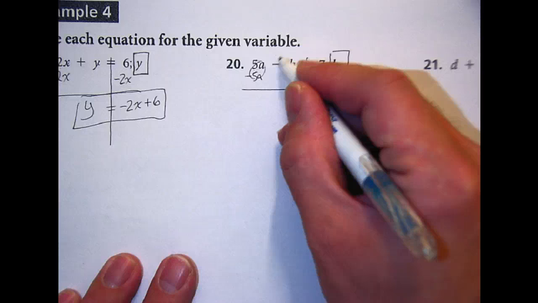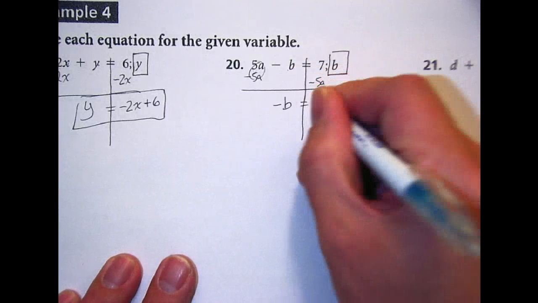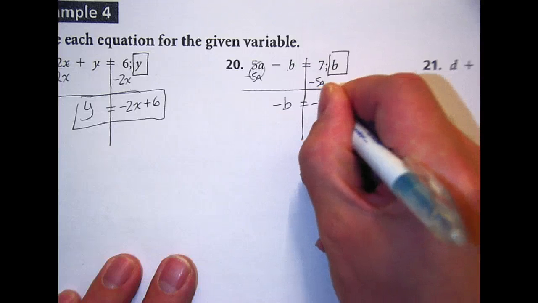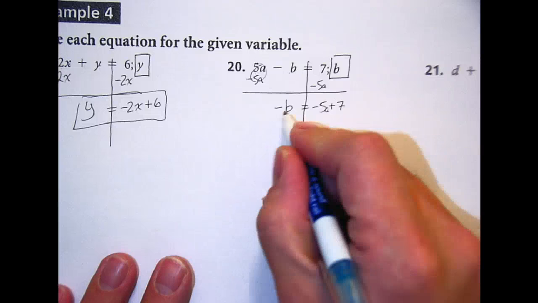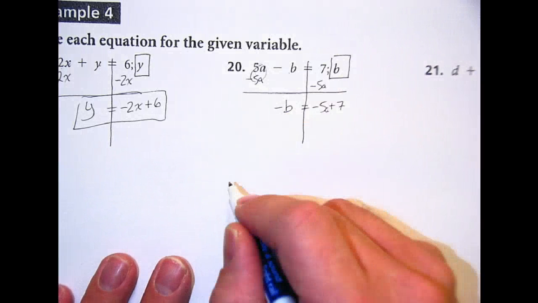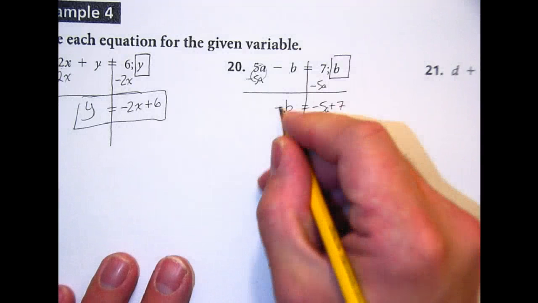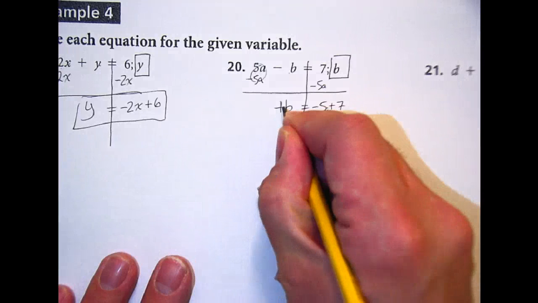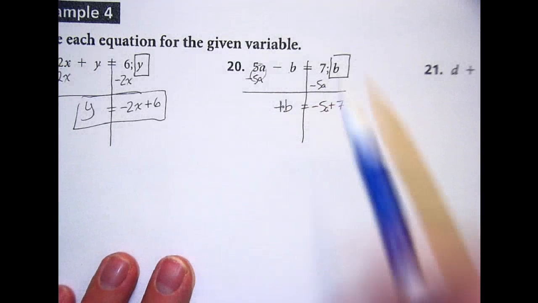What type of b am I left with? Negative b. Negative b equals negative 5a plus 7. How do I get rid of this negative? Yeah, Cole? You don't multiply by negative. That's what they're doing here. This is like having a negative 1 times b. How do I undo that multiplication right here?